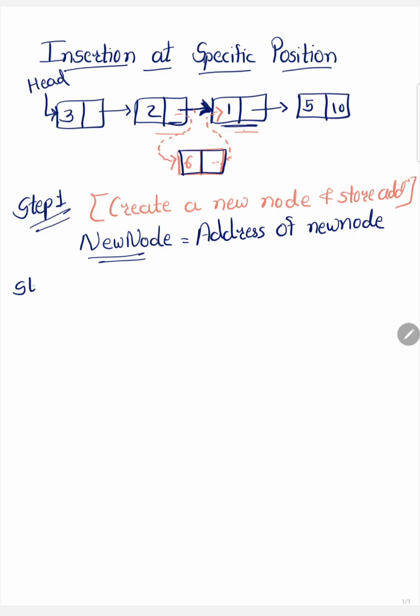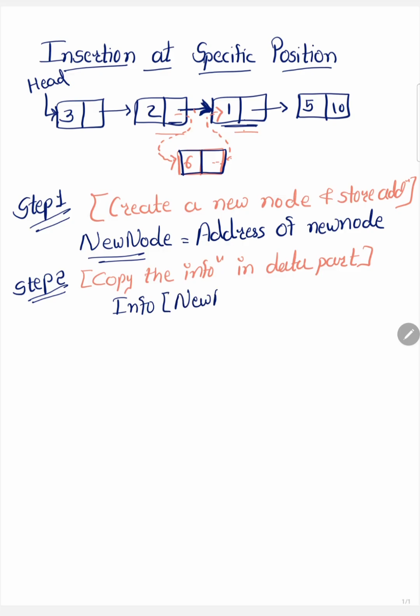So step 2, what I need to do is add the data, the information part. So how can we access the data part? Simply with info of new node. So info of new node is equal to element. This element I can take statically, or I can take it as an input from the user, right?